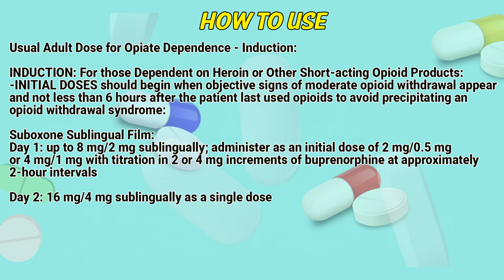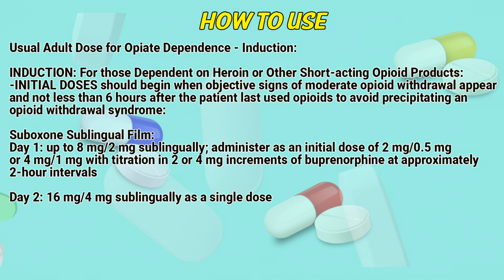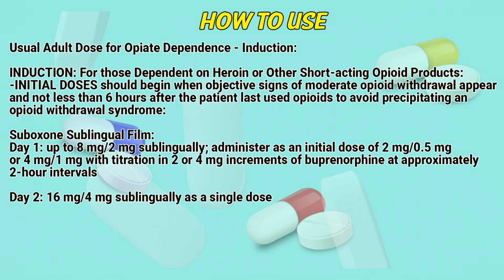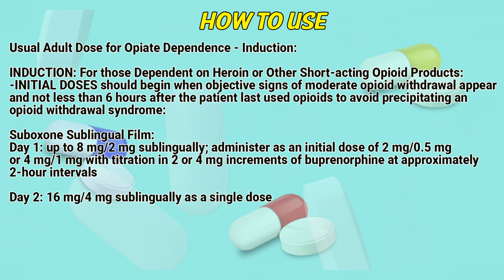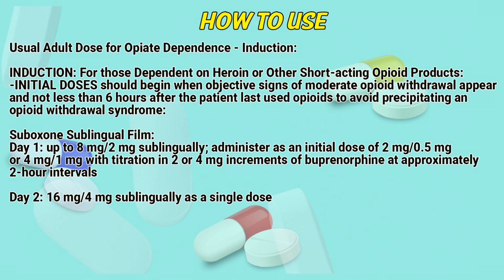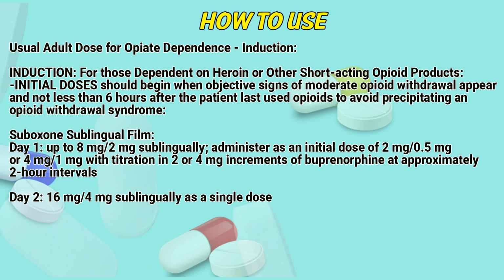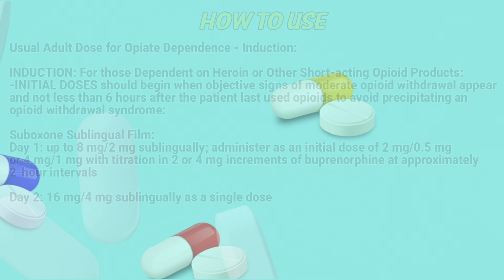Suboxone sublingual film. Day 1. Up to 8 mg/2 mg sublingually. Administer as an initial dose of 2 mg/0.5 mg or 4 mg/1 mg with titration in 2 or 4 mg increments of buprenorphine at approximately 2 hour intervals. Day 2. 16 mg/4 mg sublingually as a single dose.